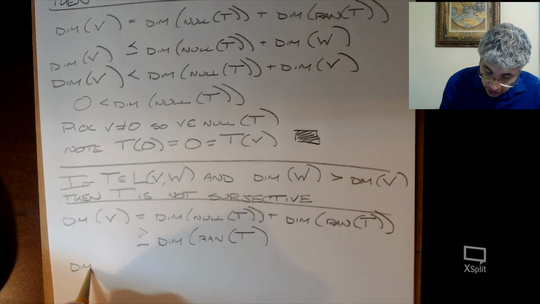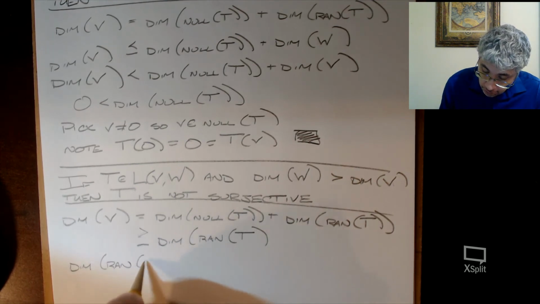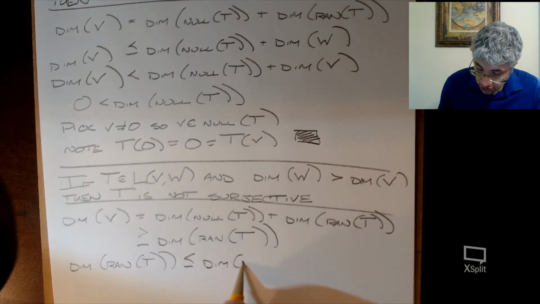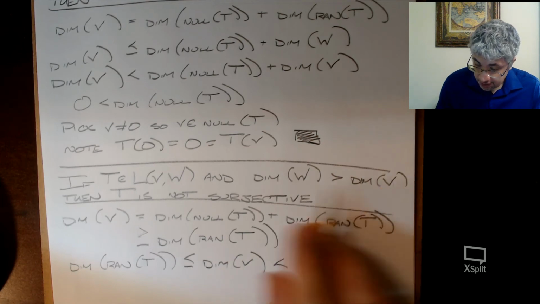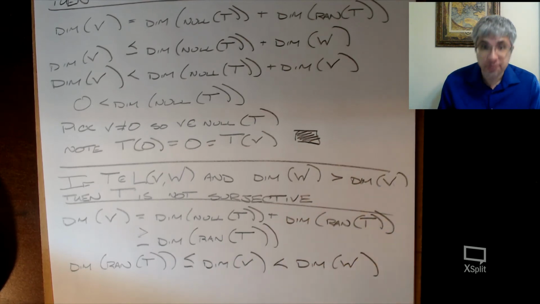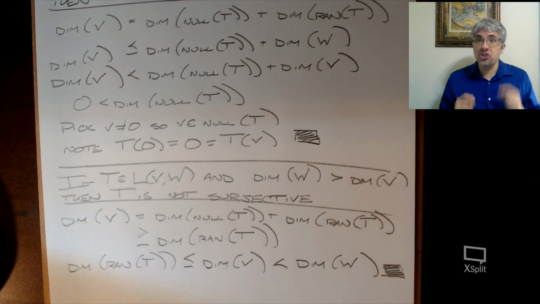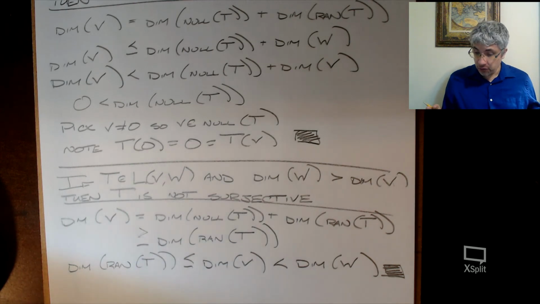So I have the dimension of the range of T, which happens to be less than or equal to the dimension of V, which happens to be strictly less than the dimension of W. So the dimension of the range here is not all of W. That means that there's some vector that doesn't get hit, and thus T is not surjective. The range isn't everything. Some elements do not get hit. So those are the first two immediate consequences of this theorem, but there are more in the next video.